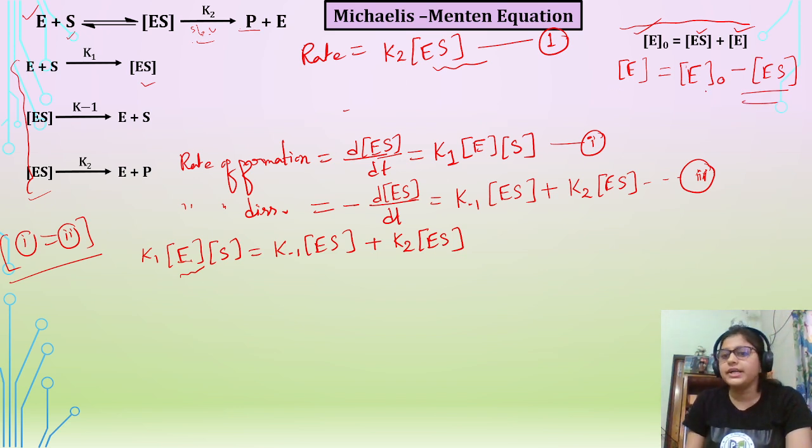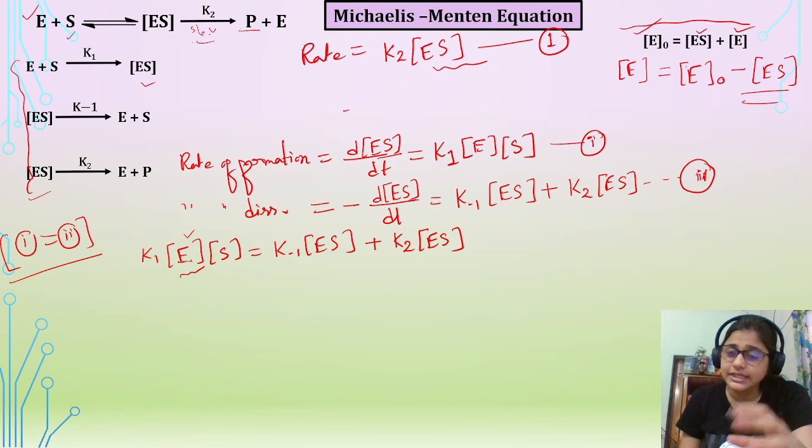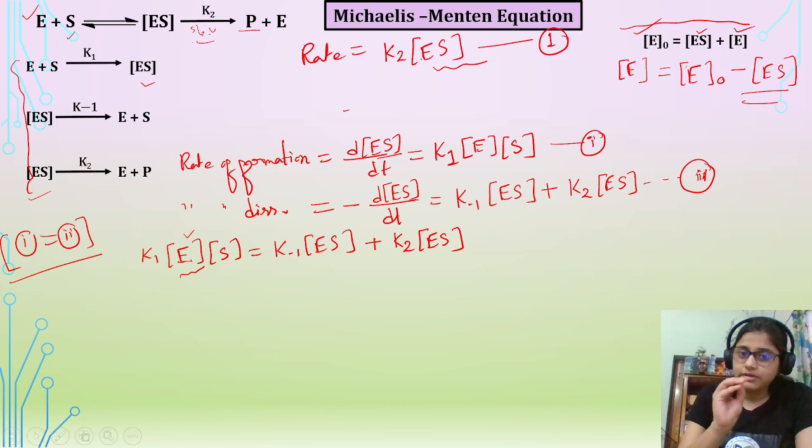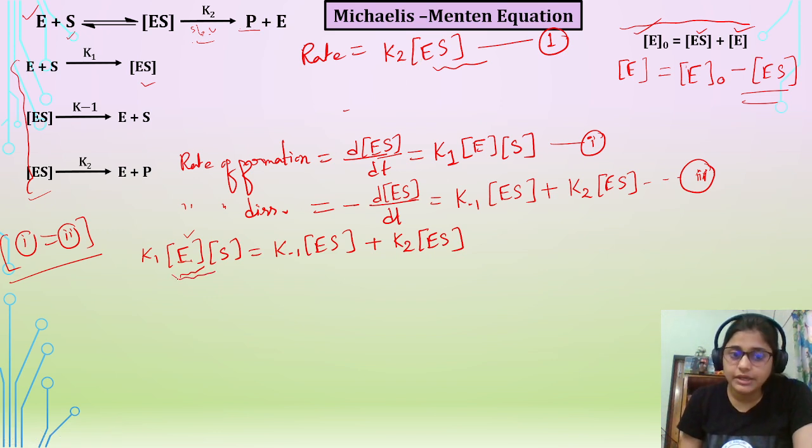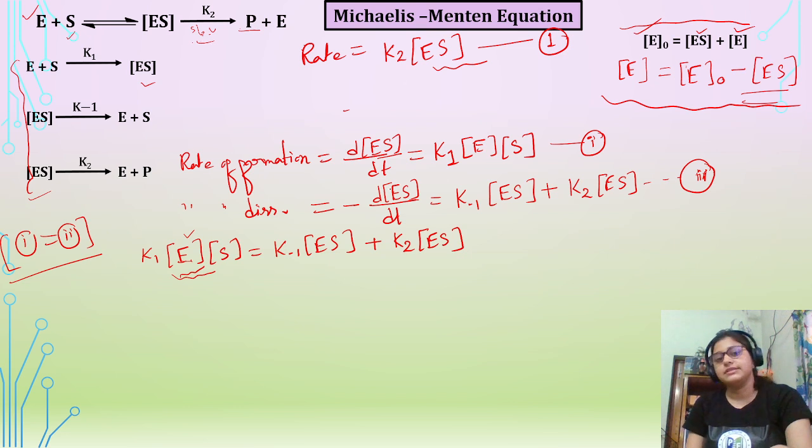Why are we putting this value here? Because if this E is in the equation, we don't know the concentration of E. We are targeting the rate, which depends on ES, and we have to find one ES expression in which the terms involved are known quantities, terms which are known to us. So that's why we have to remove E from here. That's why we are putting this E value, E0 minus ES, here.